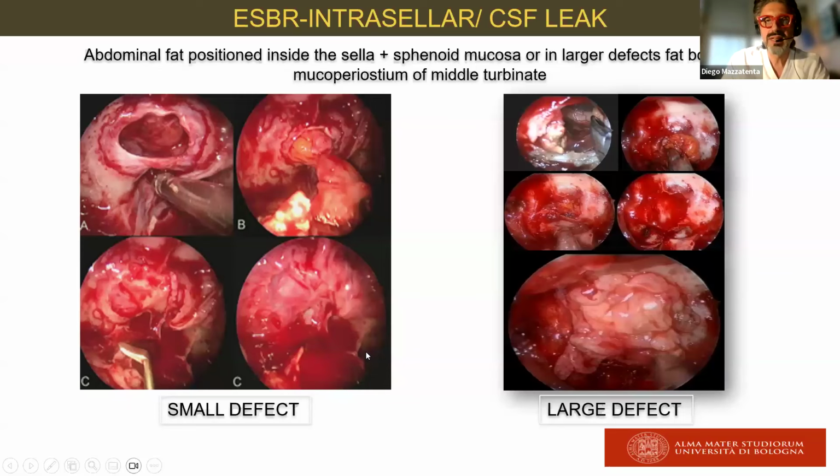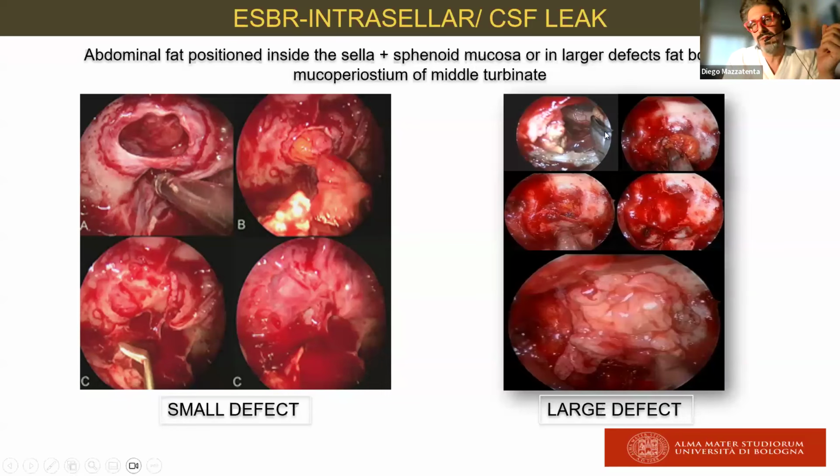First step, intrasellar CSF leaks. In case of a very, very small defect, a very little hole in the diaphragm or supradiaphragmatic cistern, it's enough to put in abdominal fat and cover with only the mucosa of the sphenoidal sinus. When you start the procedure, preserve the mucosa of the sphenoidal sinus and don't always remove it. The mucosa is a really effective tissue to close a small defect.